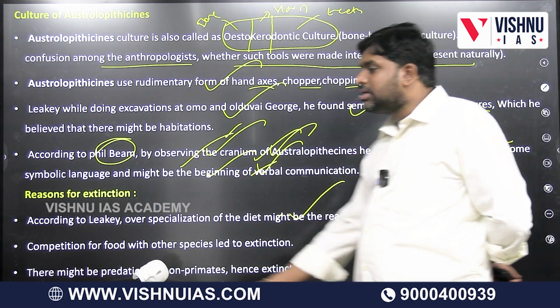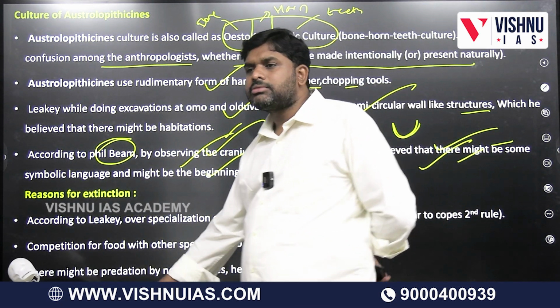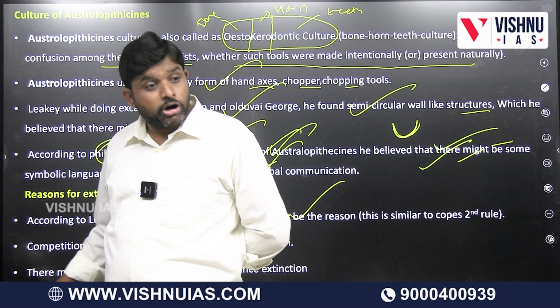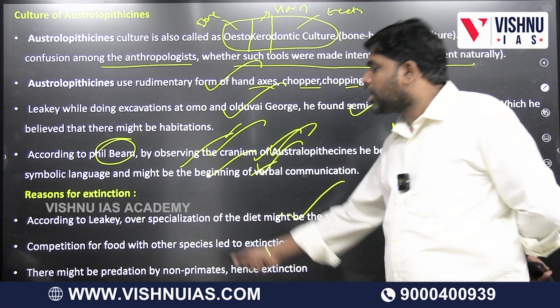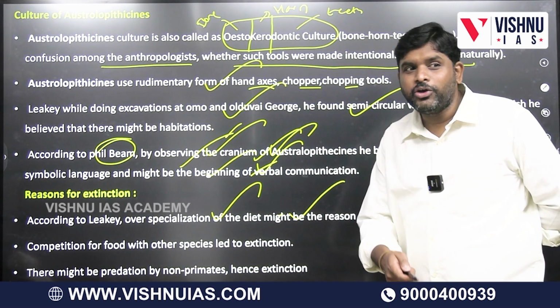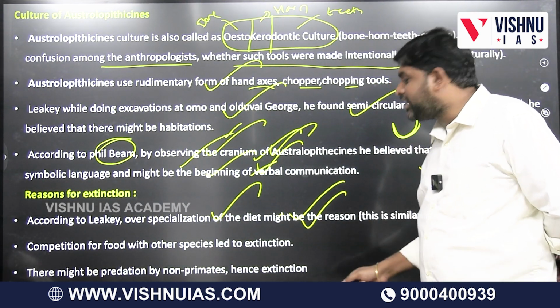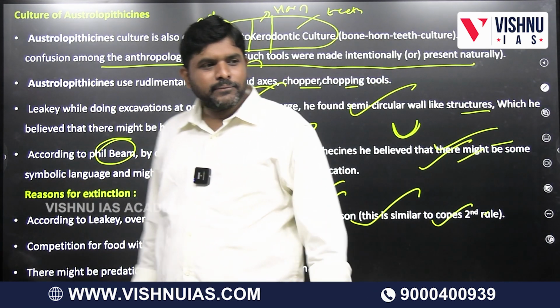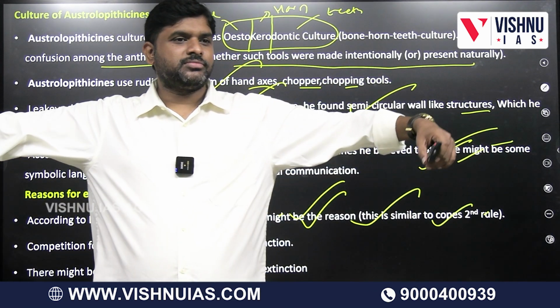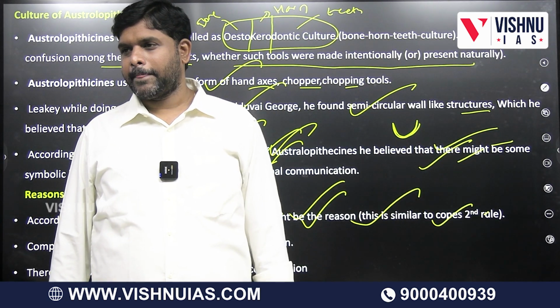So, what are the reasons for its extinction? There are some reasons for its extinction. Australopithecines evolved into Homo erectus. So why did they become extinct? According to Leakey, as I told you, over-specialization of the diet might be the reason. This is similar to Cope's second rule. Who are over-specialized? The Robustus variety.